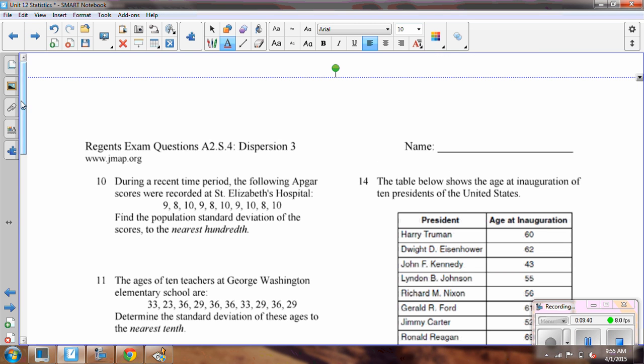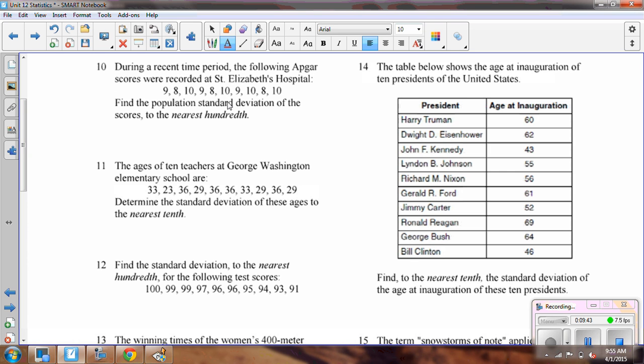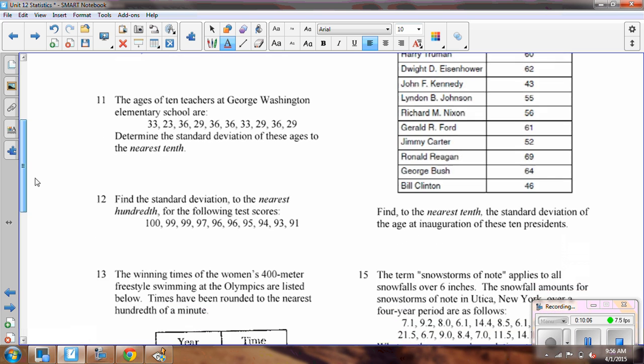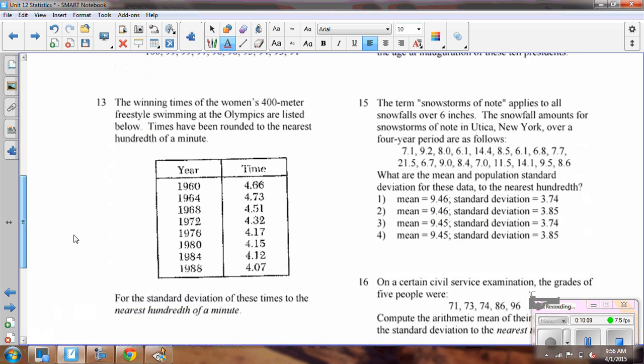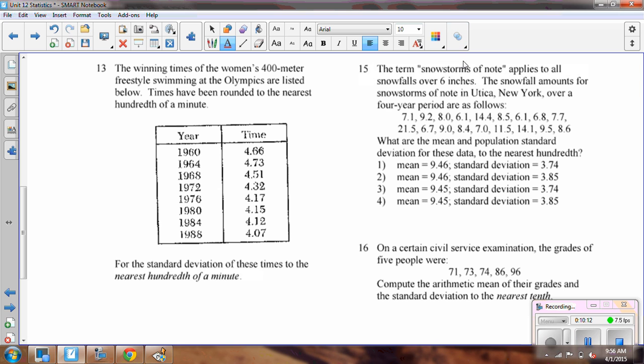Going to this, in here where they're telling you to use the population standard deviation to the nearest hundredth. Here, 10 teachers at the school. Here, they're just telling you to do the standard deviation. Here, you know that this is 10 of a total number of presidents. Here you know that there are more presidents than 10, so this is a sample standard deviation that you would be using. Okay, you know that there are more presidents than you have in front of you. Okay, snowstorms of note, here they are over a 4-year period. The mean population standard deviation. So again, this can all be found using the 1-var statistics.